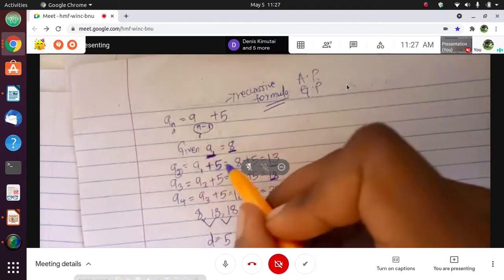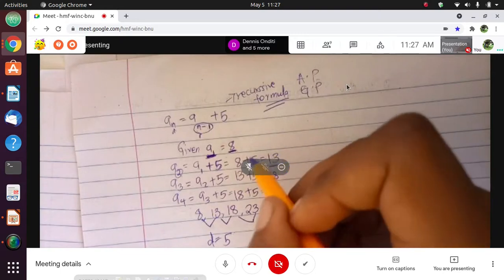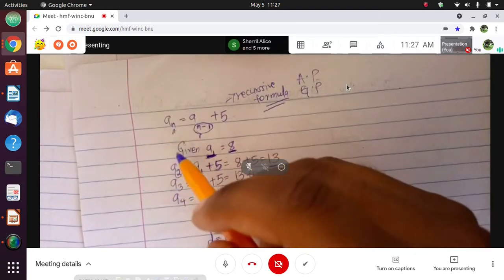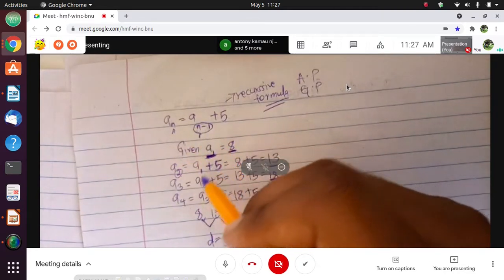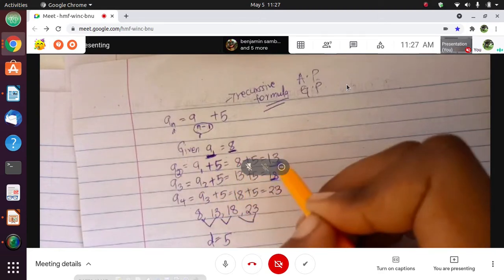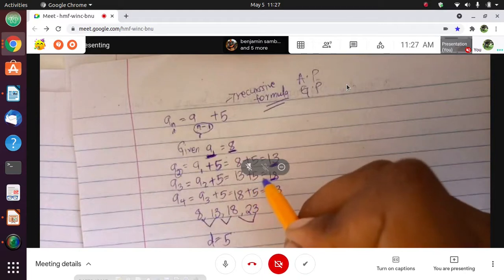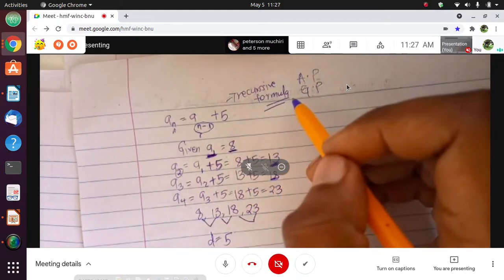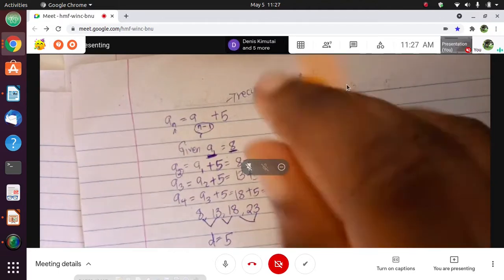So A2 is 8 plus 5 to give us 13. The same with A3. You replace n and plug it in. So A3 is equal to A3 minus 1, which is A2 plus 5. And A2, we have got before that, A2 is 13. So A3 is 13 plus 5 to give us 18. And so on and so forth. If you're told to find the first 20 terms, then it is possible.